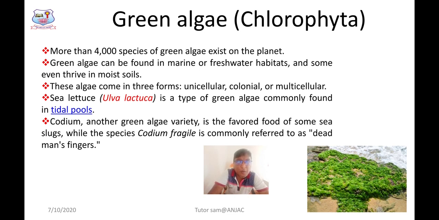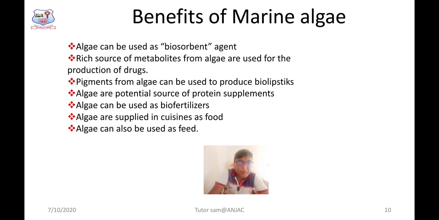Sea lettuce, commonly called Ulva lactuca, is common along the Kanyakumari coastal lines, which is also rich in nutrients. Another alga called Codium, a green alga variety, is a favored food of some sea slugs, while the species Codium fragile is commonly referred to as dead man's finger. Right? The benefits. Algae can be used as biosorbent agents, right?